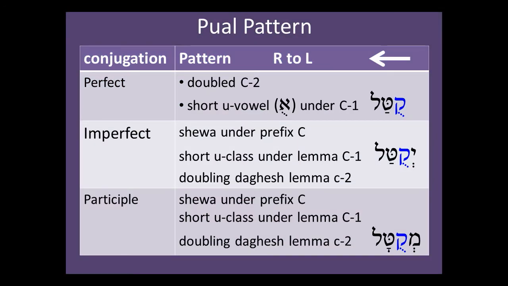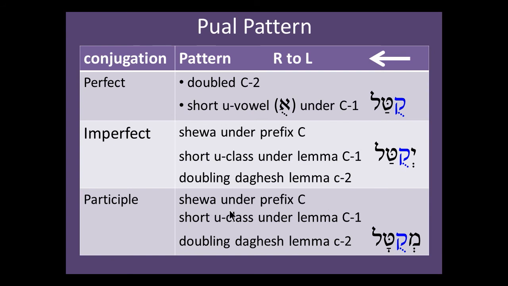For the Pual, in the perfect, you will of course have, like the Piel, a doubled second consonant. So there's our dagesh. But instead of the Piel with that I-class vowel, you will have a U-class vowel under consonant 1, under your first consonant. So qutal, Pual. In the imperfect, you will have the shva under the prefix consonant, just like the Piel, but it will be followed by a short U vowel, the U-class vowel under the first lemma consonant, and then of course you're doubling, so yequtal.